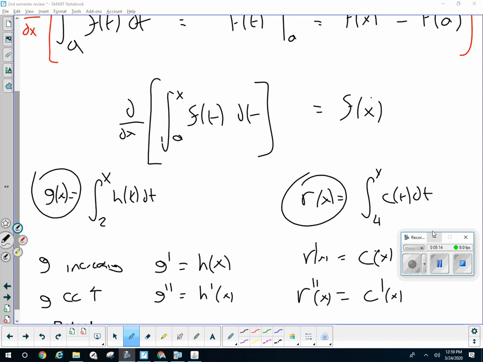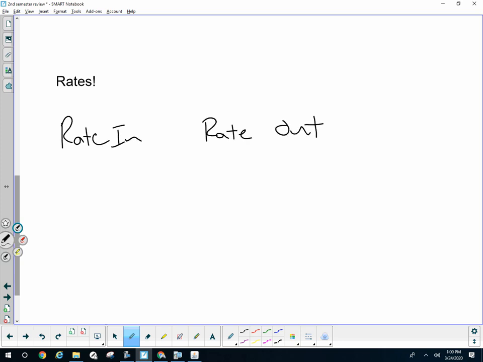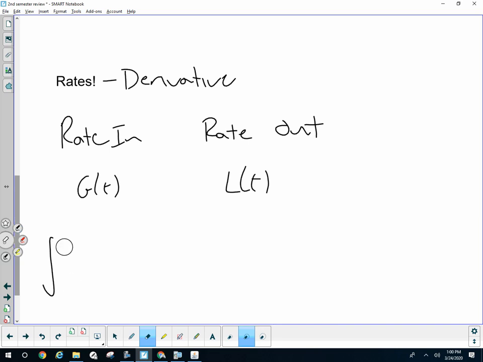All right, and this really tied well when we talked about rates. This is like real world problems where you're given rates at which things are coming in. You're given a rate which is going out, and a rate is a derivative. Even though they might be like the rate in is capital G of t and the rate out is capital L of t, this is thought of as a derivative. And what's important is that just like we talked about with the accumulation function, areas under rates equal totals.